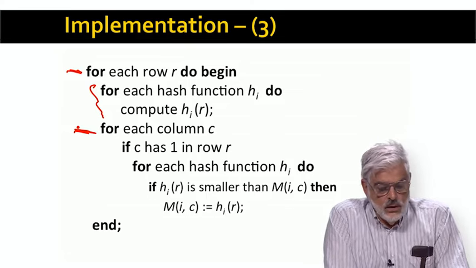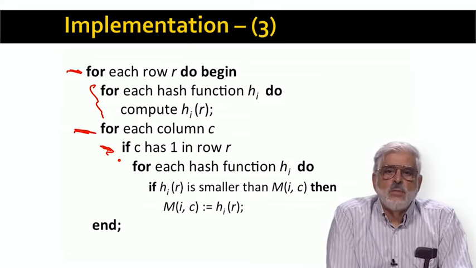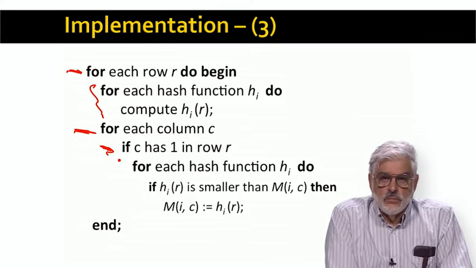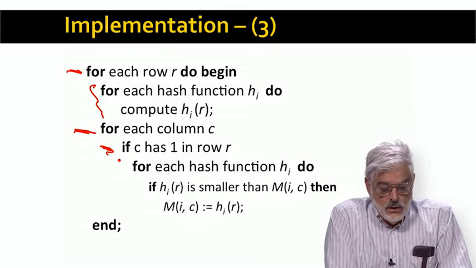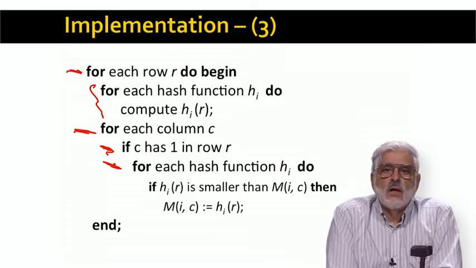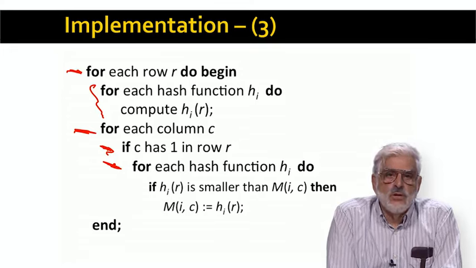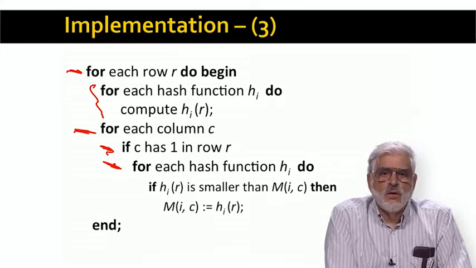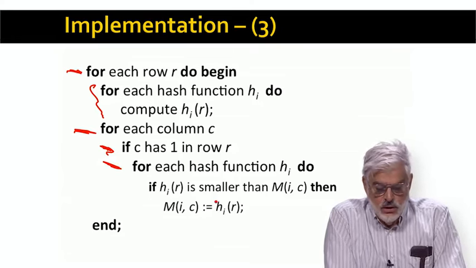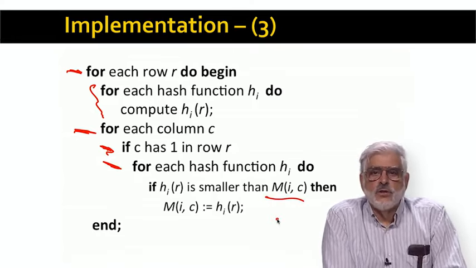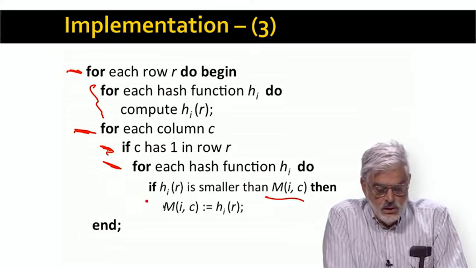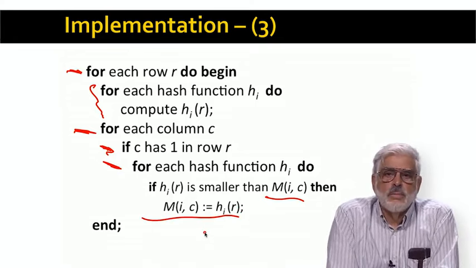But now suppose matrix M has 1 in row R in column C. Then we're going to loop over the index i for all the hash functions. And for each of these perhaps 100 values of i, we check whether h sub i of r is smaller than the smallest value currently in the slot for hash function i in column C. If that is the case, then we replace that slot by h sub i of r.